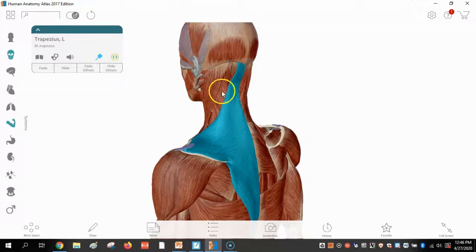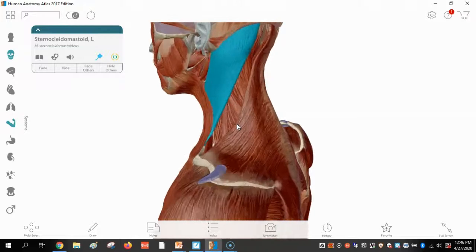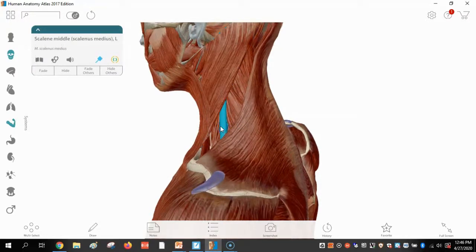So from this side, trapezius all the way up to occipital bone, splenius, capitis, and cervicus. As we continue to turn, we'll see sternocleidomastoid, and then we'll also have our scalenes tucked in that little section there. Oops, there's the last one right there.